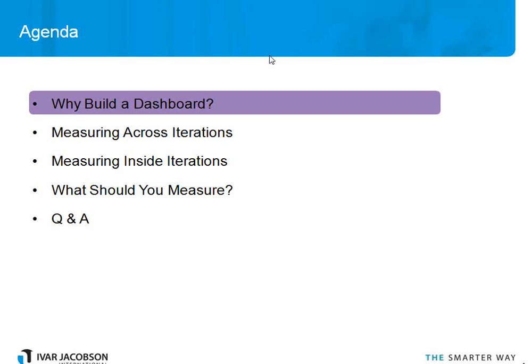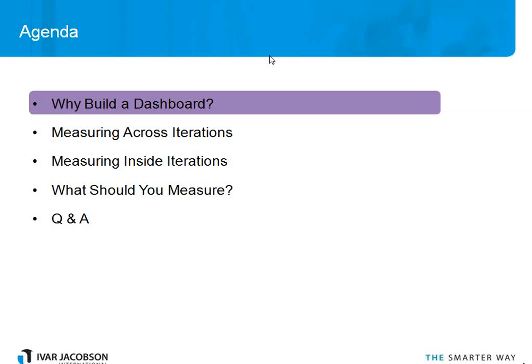So we'll start with just a little examination of why we'd want to build a dashboard for iterative projects. As part of that, we'll see that there are two perspectives we want to have on our project. One is the performance across iterations, so we can steer the project to the right conclusion, but also what can we do inside iterations to make sure that those iterations themselves achieve the goals that we've set for them. And we'll finish off with a little summary of what measures you should put in place and then how to get started.